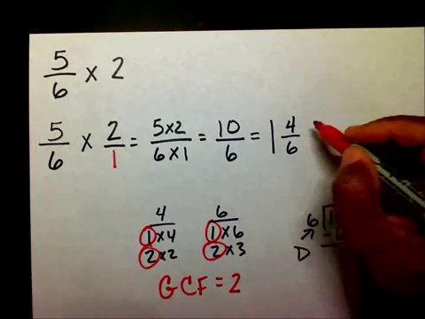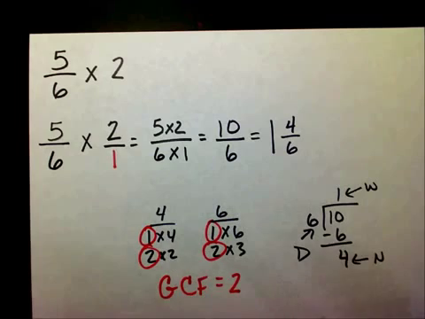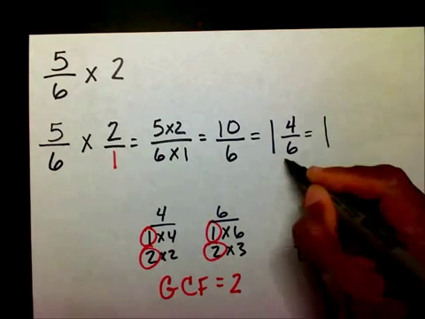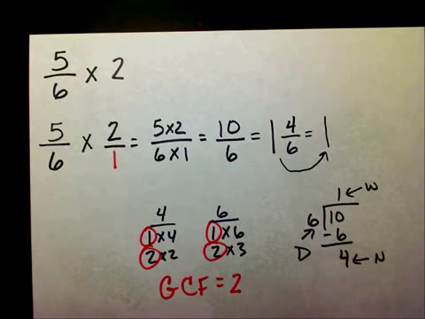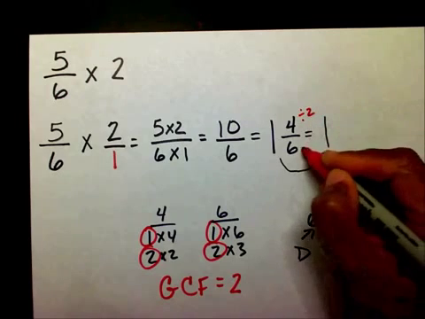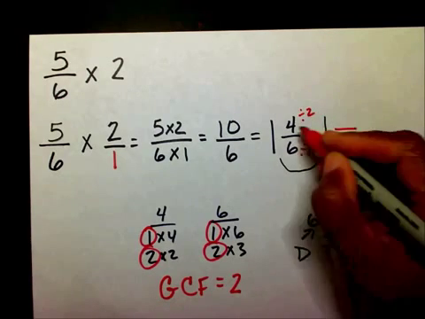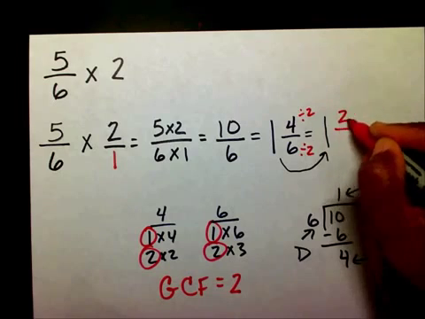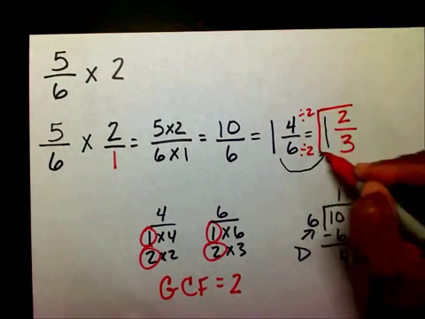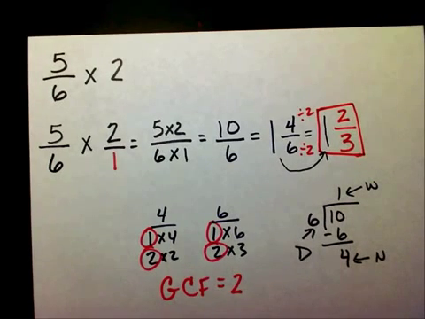So I'm going to bring my 1 over. And I'm going to divide the 4 divided by 2 and the 6 divided by 2. 4 divided by 2 is 2. 6 divided by 2 is 3. So my final answer is 1 2/3. Okay, let's try another one.